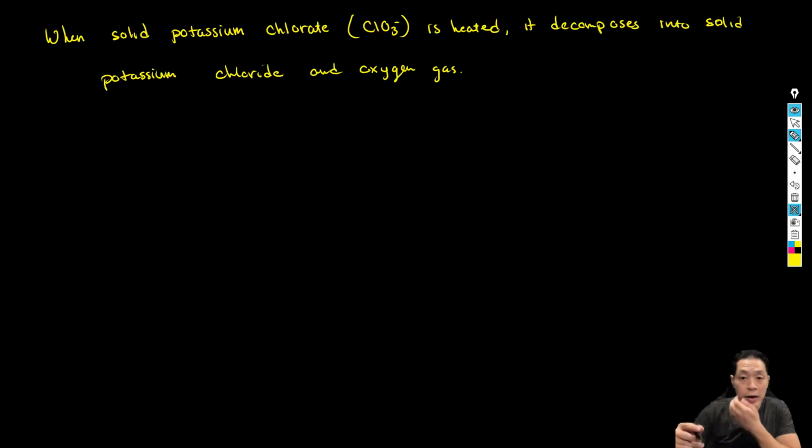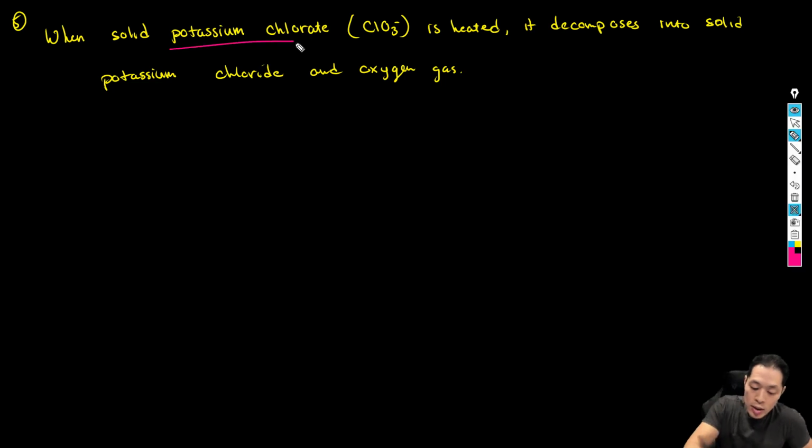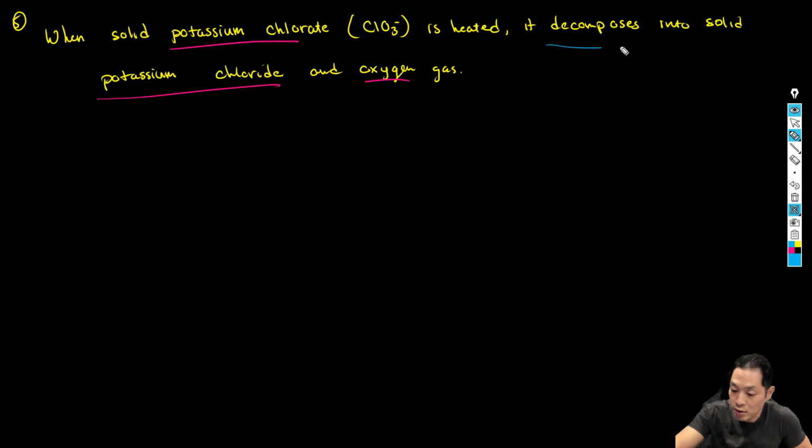All right, number 5. When potassium chlorate is heated, it decomposes into solid potassium chloride and oxygen gas. So once again, I'm going to underline what I want to know. Here's one thing, here's another thing, and here's the last thing. So there's only 3 this time. The key word is decomposes. So that's going to be our produced, yields, etc.